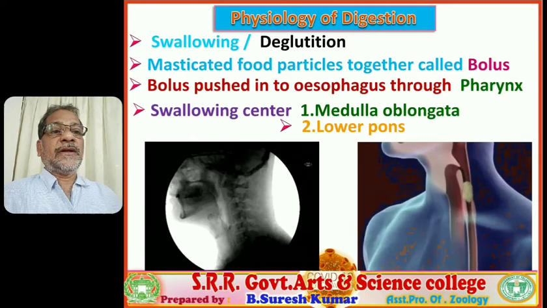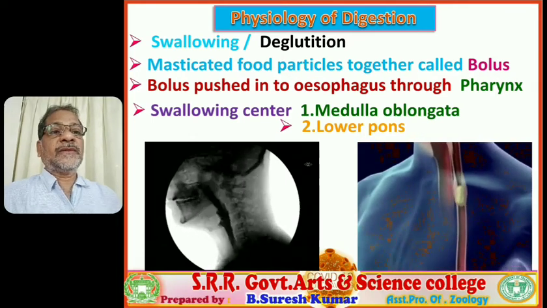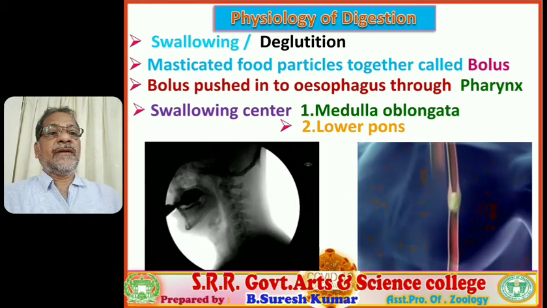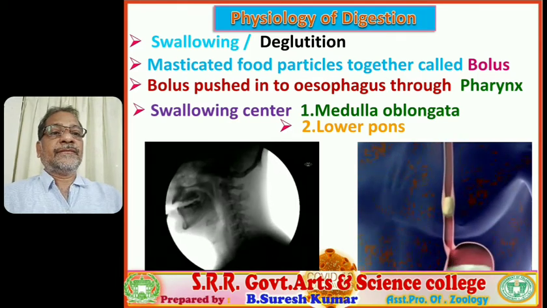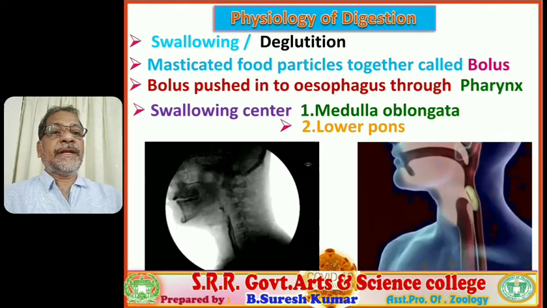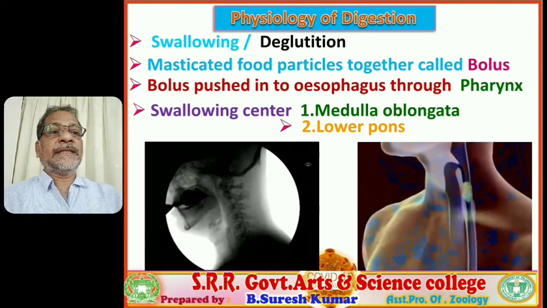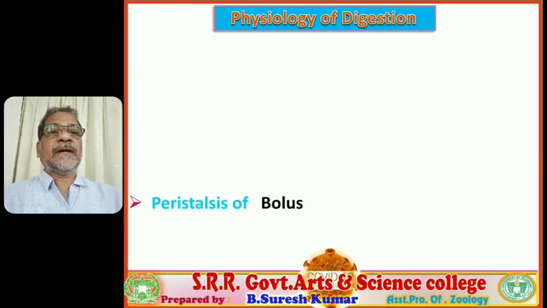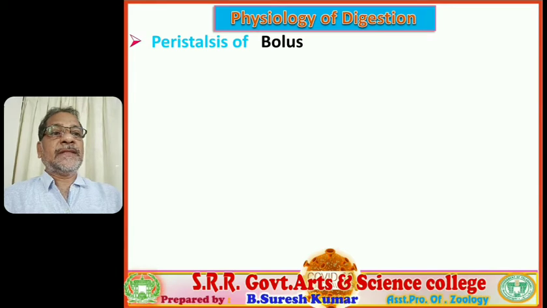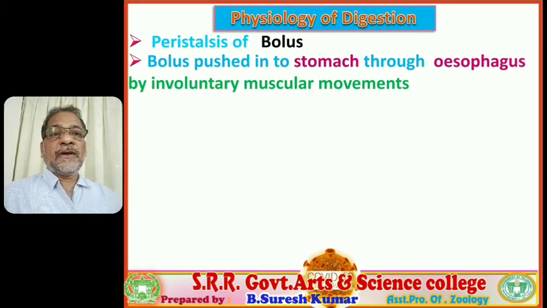This is the deglutition mechanism, the swallowing mechanism, mediated by these two neural centers. And next, the event is peristalsis of the bolus. Whatever bolus is swallowed into the esophagus now leads into peristalsis.